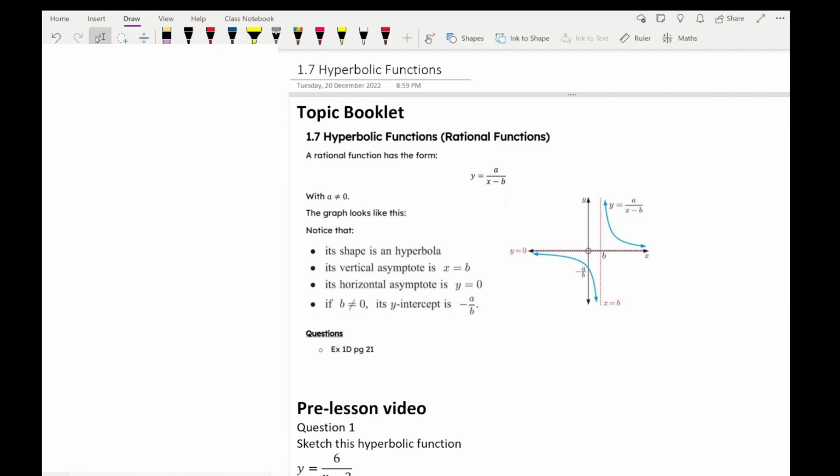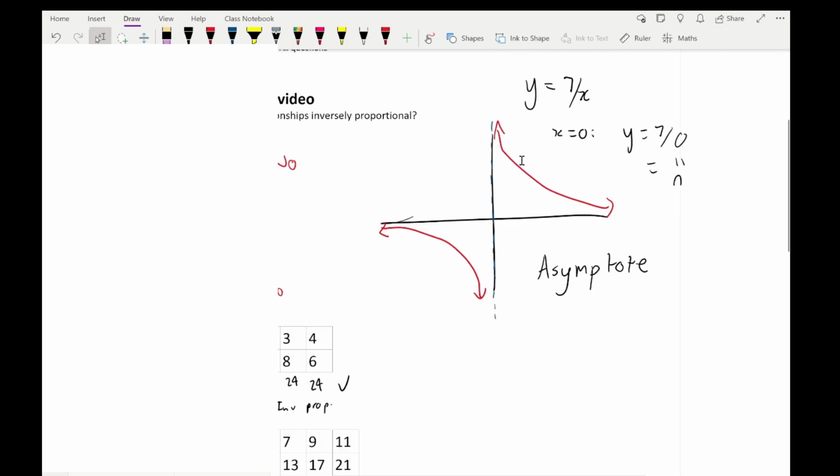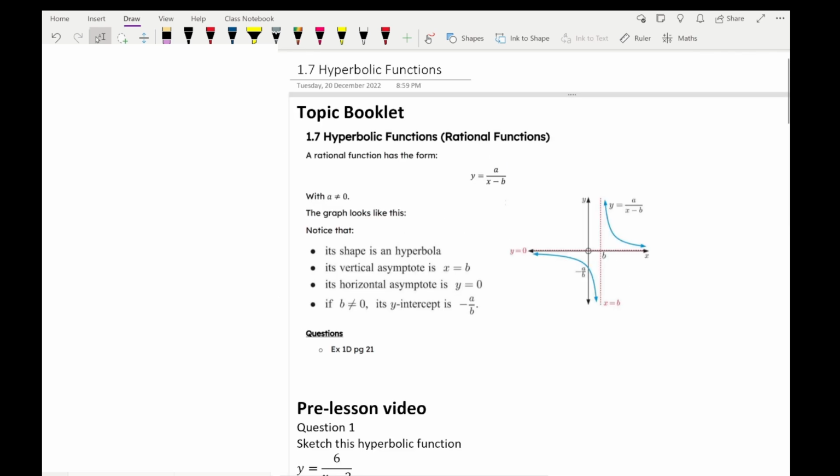So we're going to learn about hyperbolic functions here, and they're sometimes called rational functions. We learned last time about inverse proportionality, and it kind of looks like this. Hyperbolic functions are what happens when you move these left and right and squish or stretch them up and down. So let's have a look.